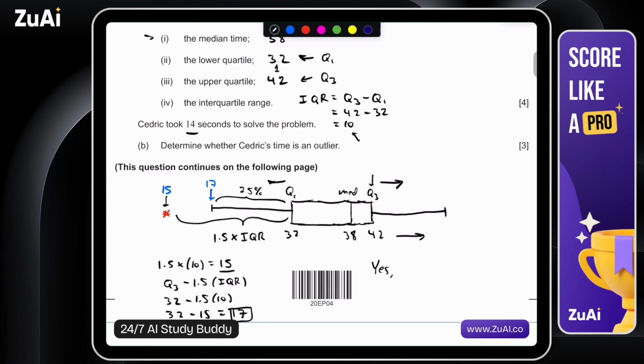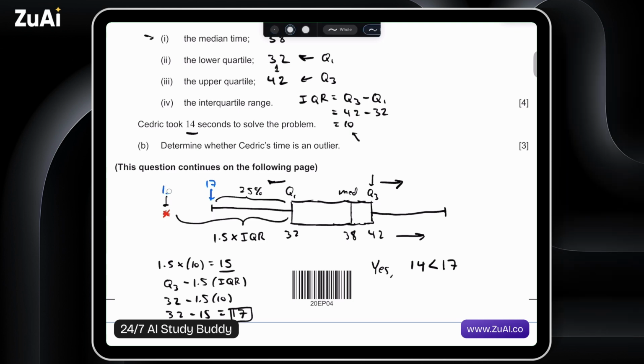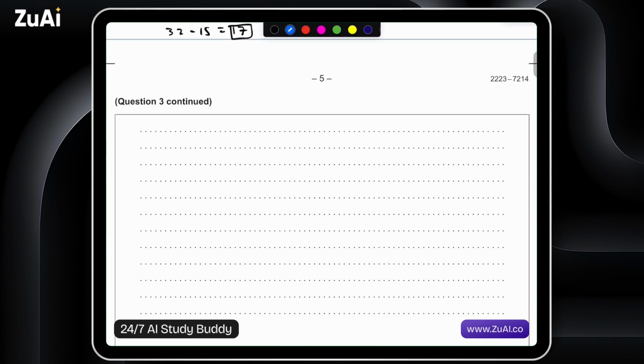Determine whether Cedric's score is an outlier. Yes. Why? Because 14 is less than 17, our minimum bound. I realize I wrote 14 here, 15 rather. So here we go. Since this value of 14 is less than our lowest possibility of 17, it is an outlier. It lies too far beyond the main cluster. Okay.